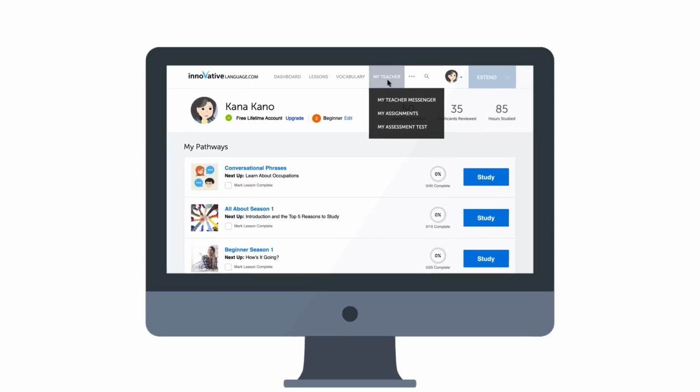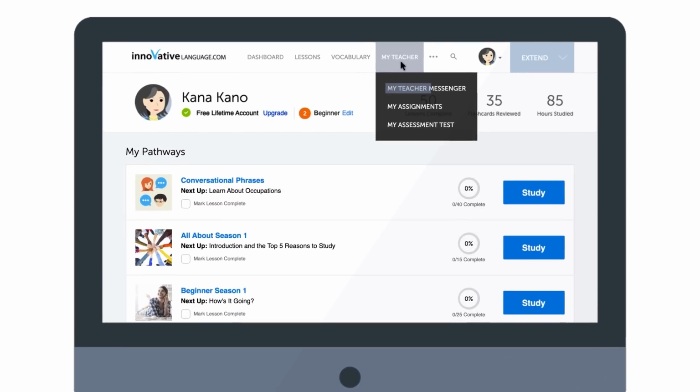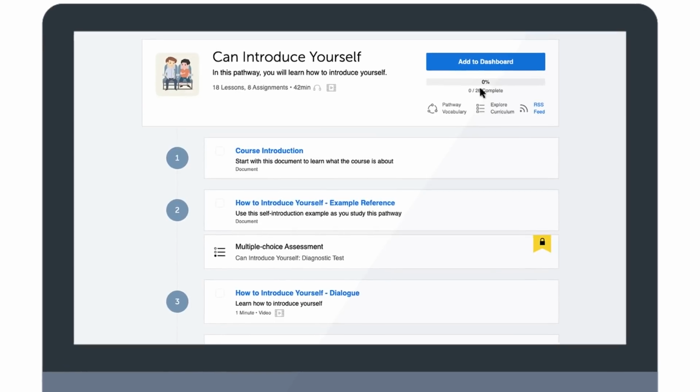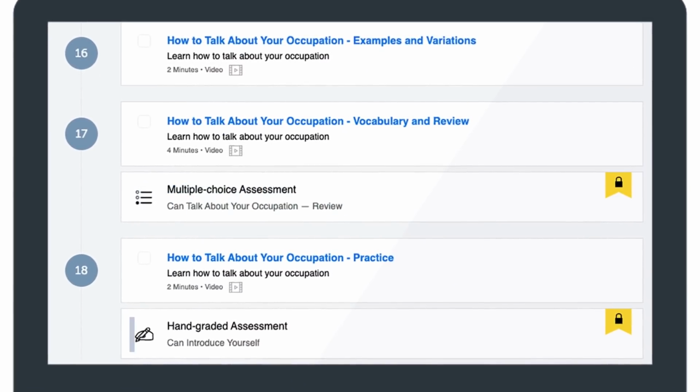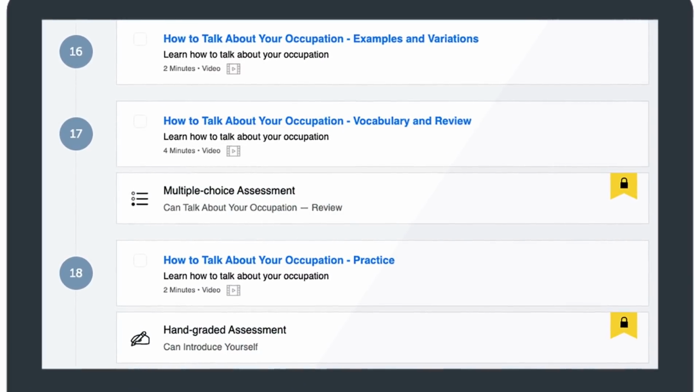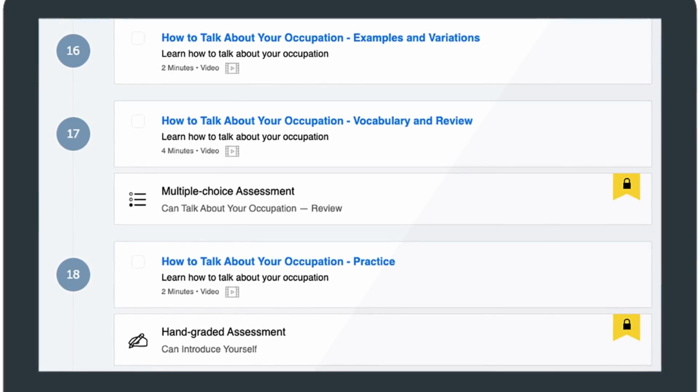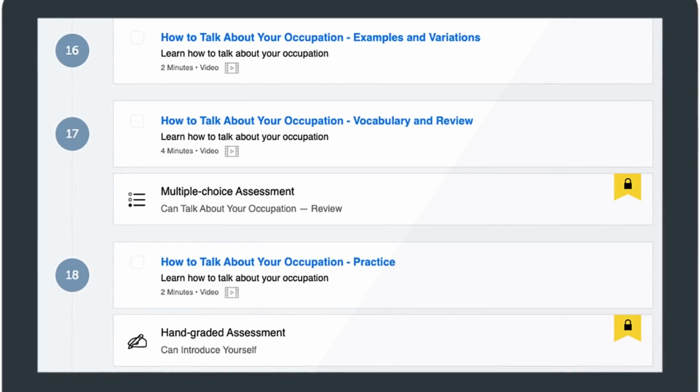4. You get ongoing assessments and assignments. It's hard to motivate and push yourself to improve when you're learning on your own. It's much easier when you have a teacher to motivate you. So that's why your teacher sends you weekly assignments, which you'll find in the My Teacher Messenger. Inside your recommended learning pathway, you'll also see multiple choice assessments and hand-graded assessments, which test you on the words and grammar rules you've learned in the prior lessons. And the hand-graded assessments are graded by real teachers, so you can get feedback on what you got wrong and how to improve.